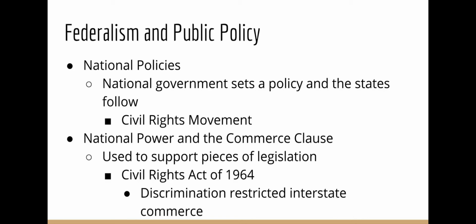You also have national power when looking at commerce. The federal government can use different pieces of legislation and connect them to commerce in order to institute policy. An example would be the Civil Rights Act of 1964. Basically, the federal government, in passing this piece of legislation, said that discrimination restricted interstate commerce. And because of that, discrimination needed to be fixed and it was unconstitutional. So they passed the Civil Rights Act of 1964.